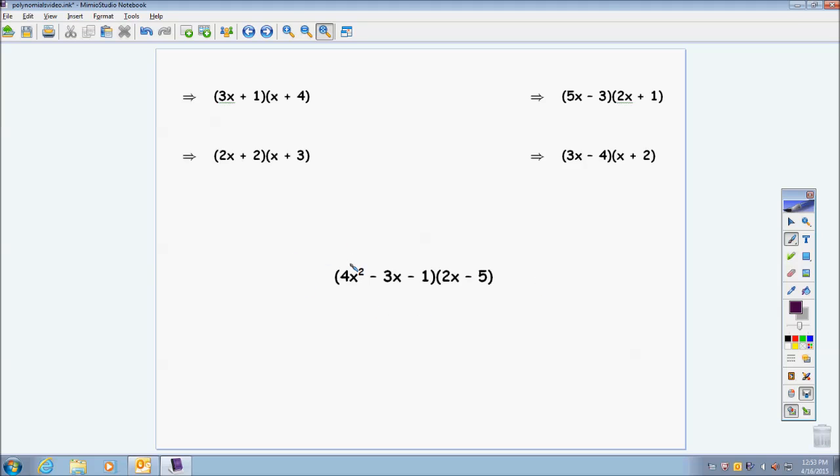So I'm going to take 4x squared times 2x, and I'm going to get 8x cubed. I'm going to take 4x squared times negative 5, and I'm going to get negative 20x squared.